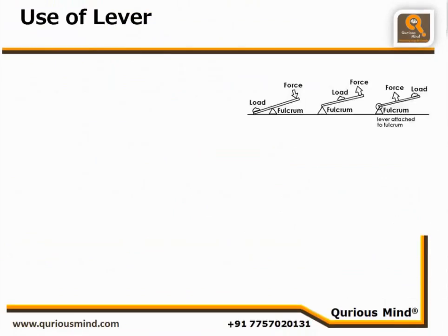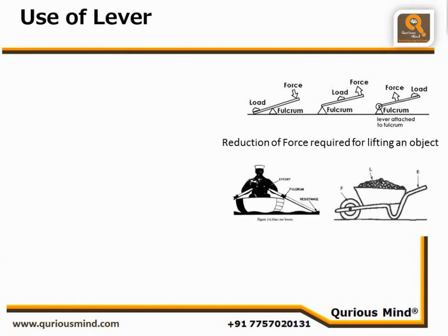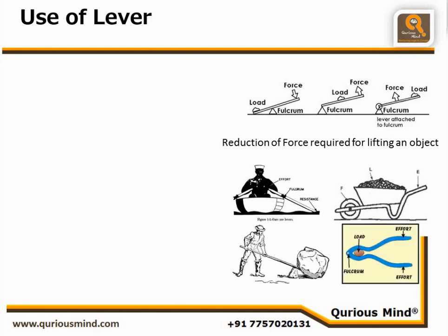Levers are divided into 3 types such as class 1, class 2 and class 3 lever based on the relative position of effort, load and the fulcrum point. Some examples of levers used to reduce the effort are rowing oars, a wheelbarrow, a crowbar and a nutcracker.